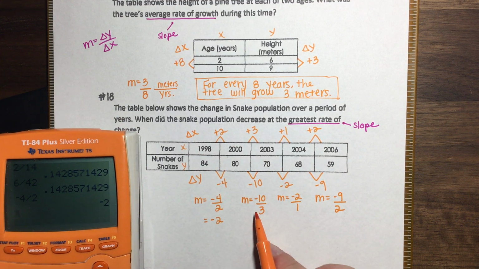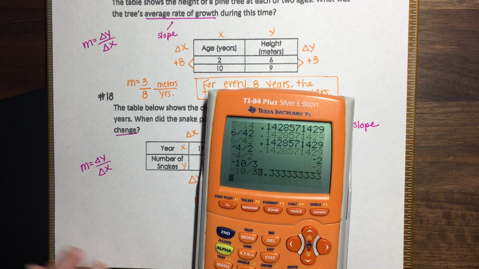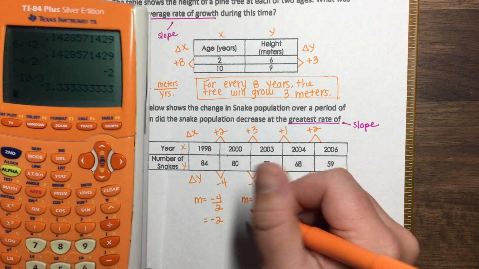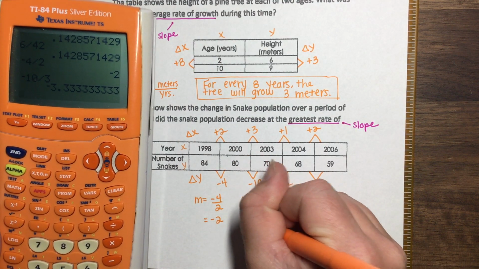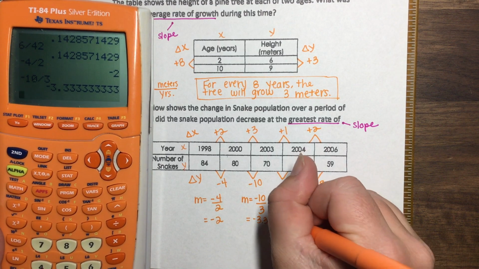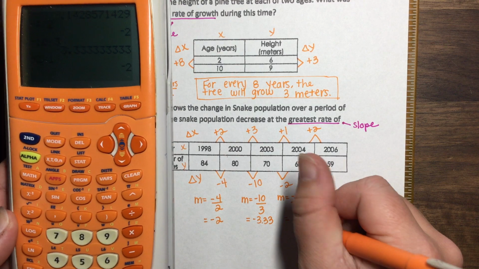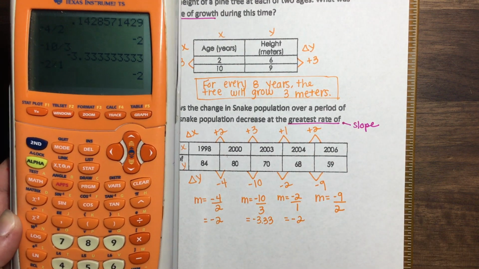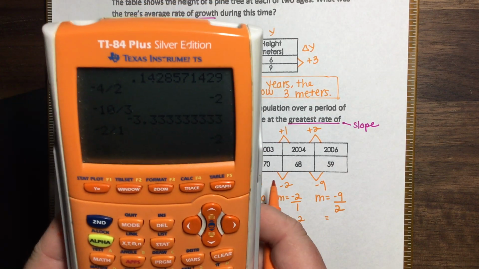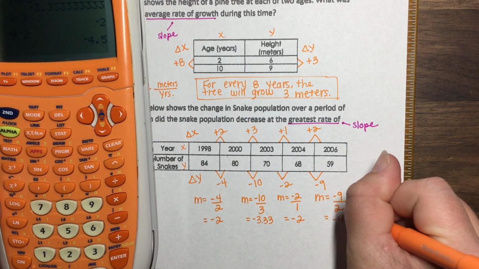All right, on the next one, I have negative 10 divided by 3, which gives me negative 3.33333 repeating forever. So I get negative 3.33. Okay, I have negative 2 divided by 1. Negative 2 divided by 1 is just going to be the same thing because anything divided by 1 is just itself. And then for the last one, I get negative 9 divided by 2, which I get negative 4.5.